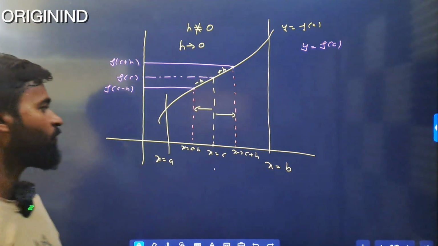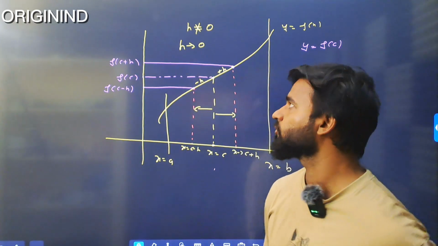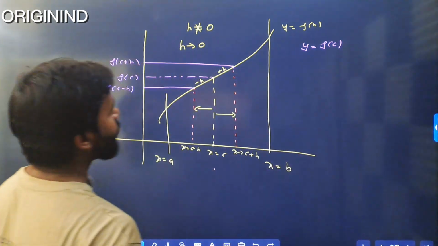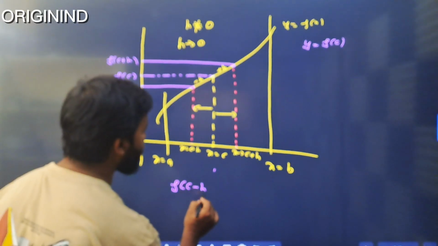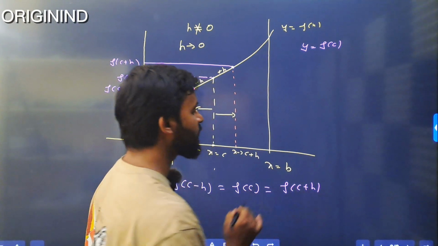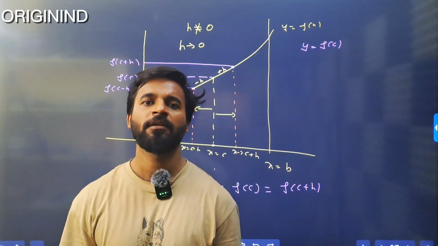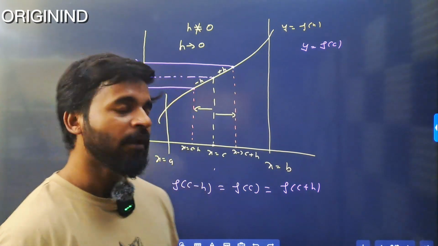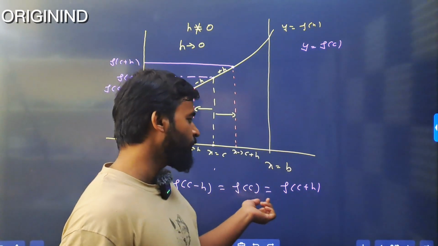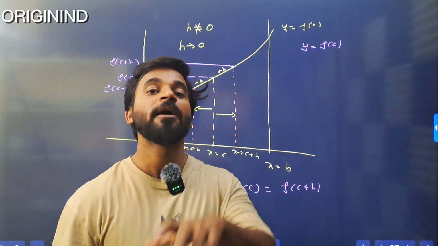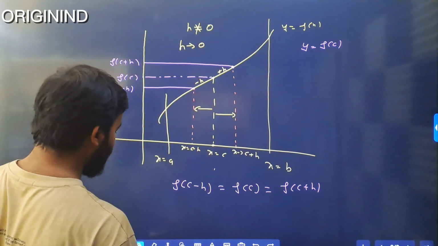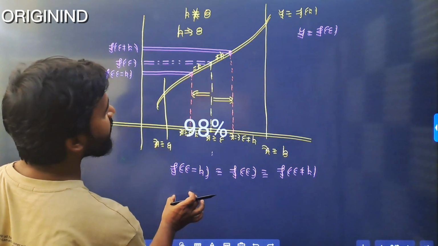Now you can ask a cross question: sir, if you are saying h tends to 0, then f(c minus h), f(c), and f(c plus h) should be equal. But what I mean to say is that f(c minus h) and f(c plus h) are equal only as h tends to 0. So h tends to 0 means use limits. What is the limit property? What is the limit property?